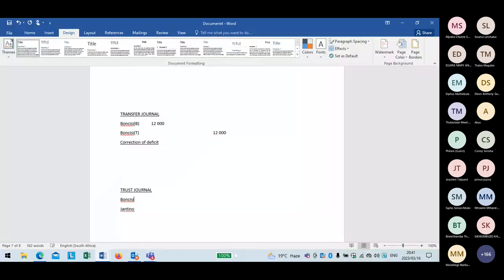Who is the purchaser? Who is the seller? Jantino. And our narration will be: transfer of purchase price. So we have recorded on it. So aren't we supposed to date our journals? We may. So we post two ledgers, not so.